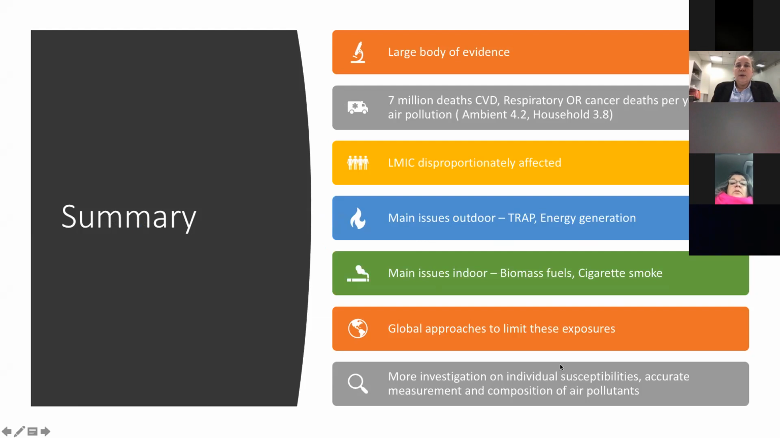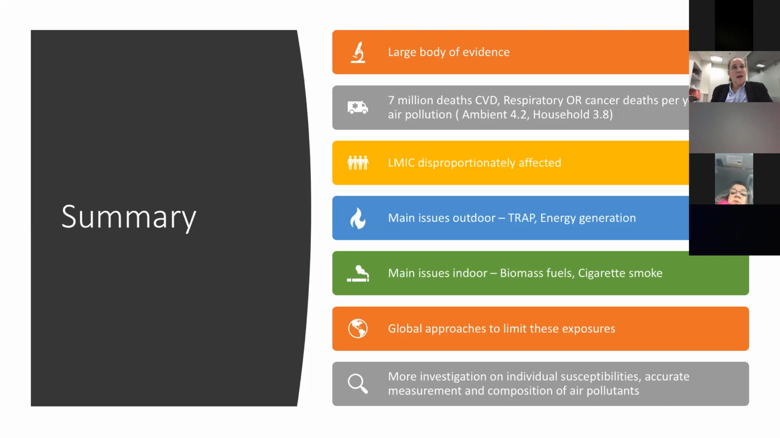So in summary, there's a very large body of evidence indicating that there is a robust relationship between air pollution exposure, both ambient and indoor air pollution exposure, and the three biggest contributors to mortality from the non-communicable diseases: respiratory diseases, cardiovascular diseases, and cancer. In fact, the WHO says that 7 million deaths annually are related to air pollution exposure for these diseases, and that ambient air pollution may be responsible for 4.2 million and household air pollution for 3.8. Low and middle income countries are disproportionately affected.